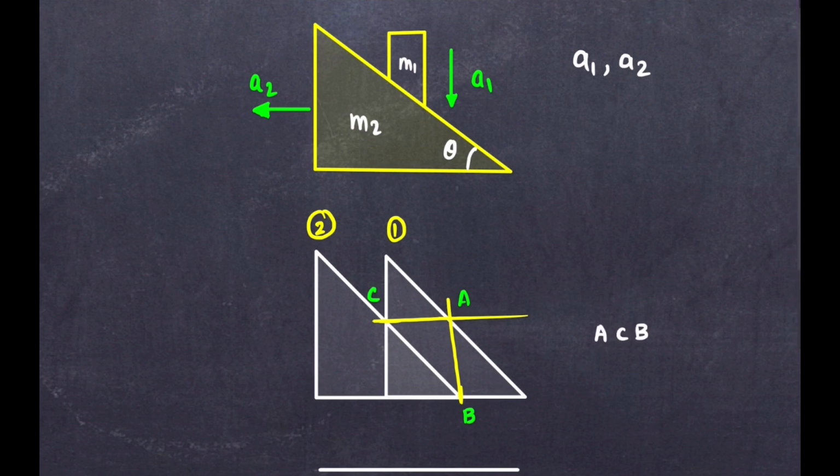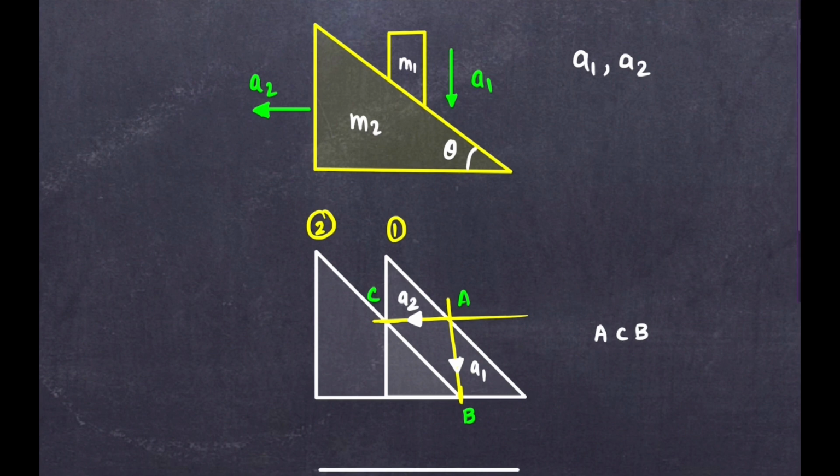As the block of mass m1 is moving downward, in the triangle ACB this part is downward, right? So over here along the side AB we'll plot a1. Again, as the block of mass m2 is moving towards the left with the acceleration a2, in the triangle ACB this side AC is towards the left, right? So over here we'll plot a2, in this direction.